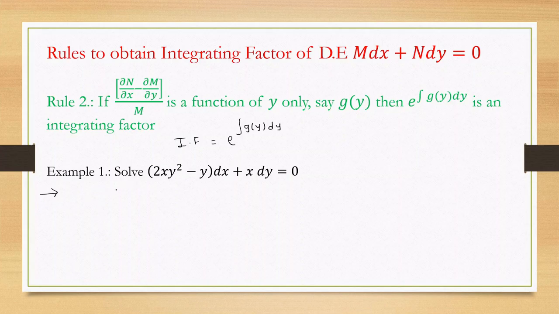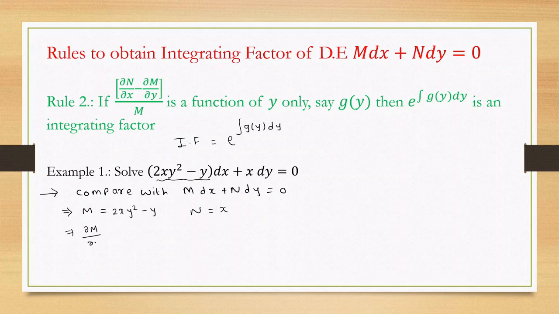So first of all, step number 1, if you see this type of question, is always to compare with M dx plus N dy is equal to 0. So what is M here? M is 2xy square minus y, and what is N here? N is x. Let us calculate ∂M/∂y.